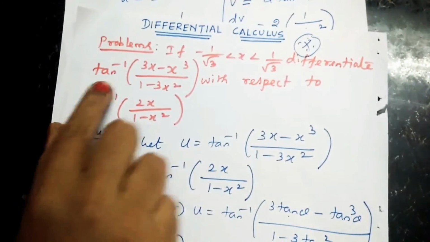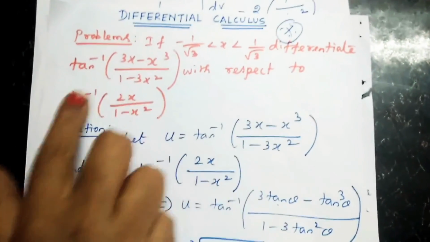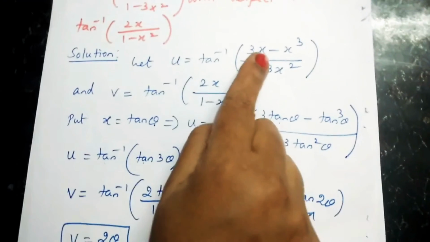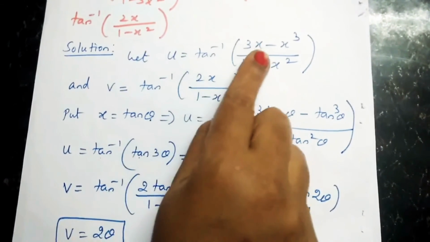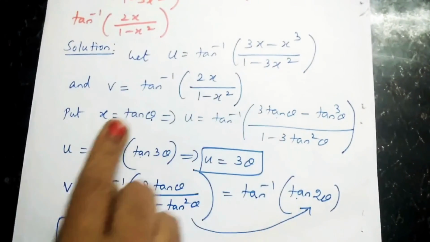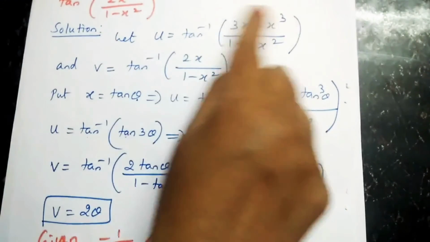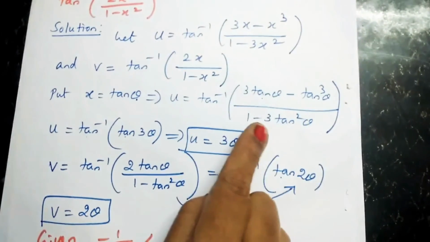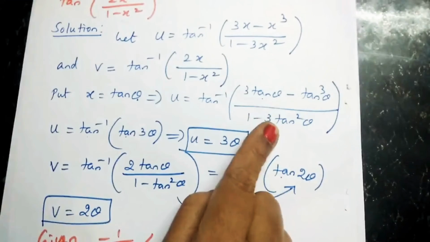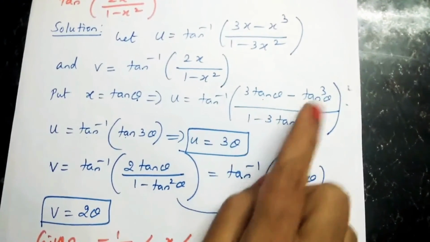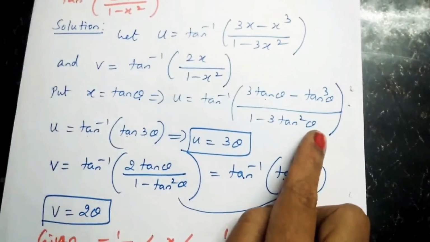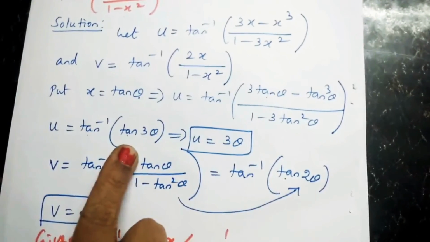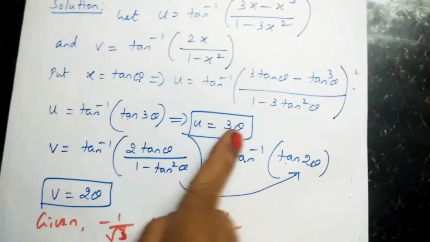Revision. u is equal to the first function, v is equal to the second function. Take it like this, and in the x place substitute tan inverse, so you replace x by tan theta. x is equal to tan theta. Put x equal to tan theta in that place. Now you are getting the trigonometry formula 3 tan theta minus tan cube theta by 1 minus 3 tan square theta, which is equal to tan 3 theta. Then tan inverse and tan cancel, leaving 3 theta.